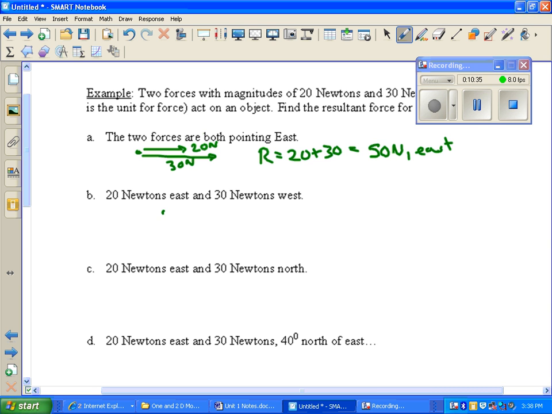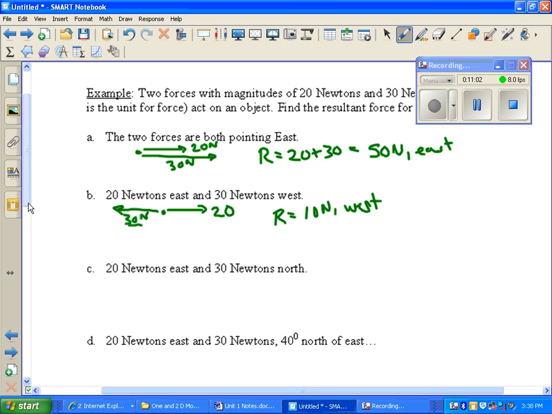Now, the next one, I could say I have 20 newtons east and 30 newtons west. Well, that's not going to be as effective. They're working against each other. And which one's going to win? Well, the 30 is going to win because it's bigger, and that's going to give me a resultant of 10 newtons west. So if they're in opposite directions like that, I just subtract.